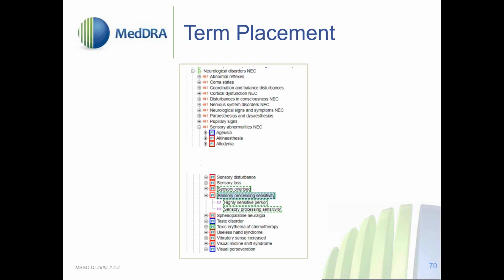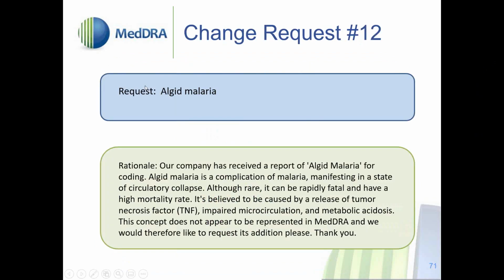I think that's interesting what you say there, the placement, putting it in nervous system. That's one where you really do need to do your research and discuss it. Interesting. So, the last one we've got today is algid malaria. The company had received a report of algid malaria for coding. They're telling us that it's a complication of malaria manifesting in a state of circulatory collapse. So it's a complication, but it has a name in itself.